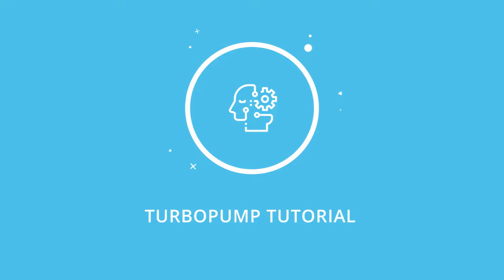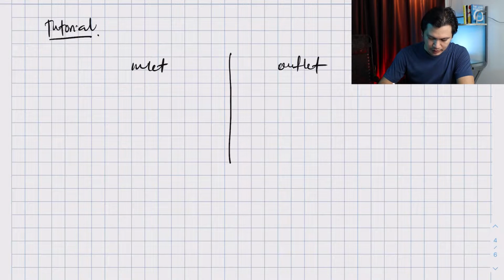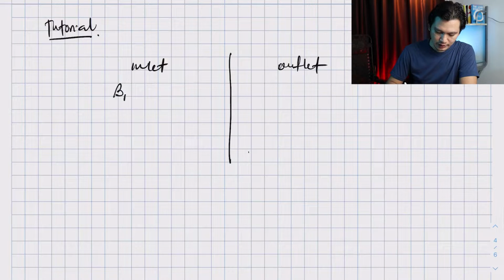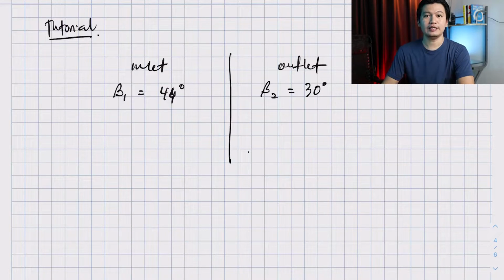Okay, and for our example, what we have here is the inlet and exit condition of a turbopump. So basically you have an inlet and you also have outlet condition. For the conditions, you have beta 1 equal to 44 degrees, and then you also have beta 2, which is equal to 30 degrees. Okay, so if you still remember, beta is the relative flow angle, right?